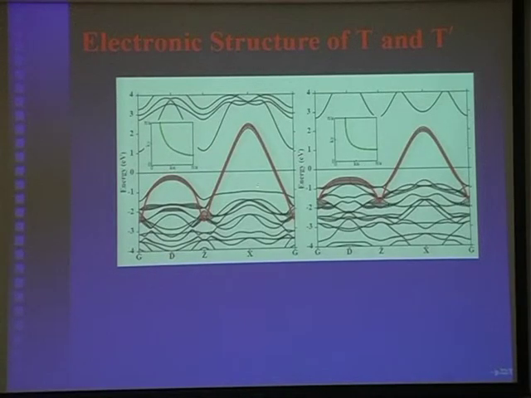You find that the Fermi surface is rotated and rounded in the case of the T prime structure, which is closer to the 45-degree straight line that you would imagine for a perfect nearest-neighbor hopping on a square lattice.